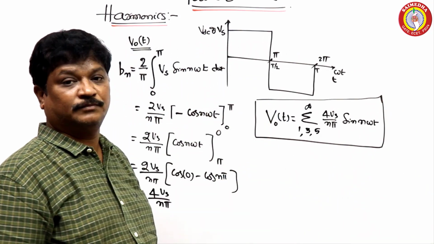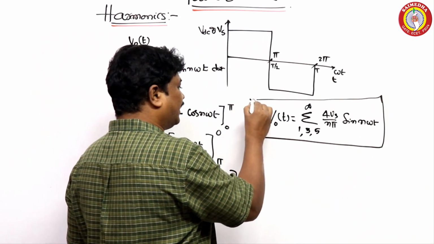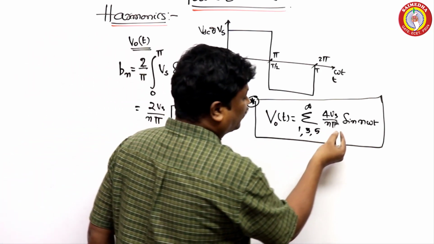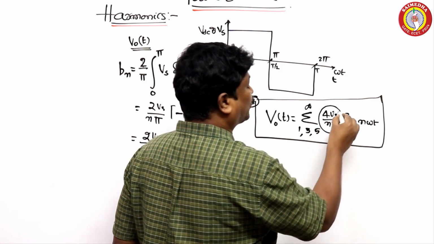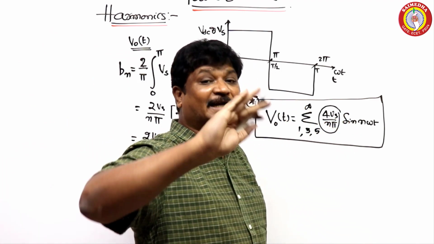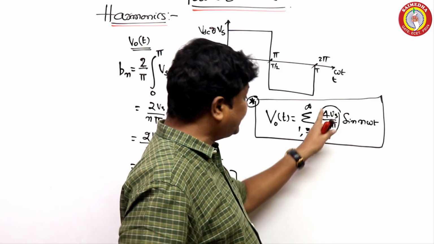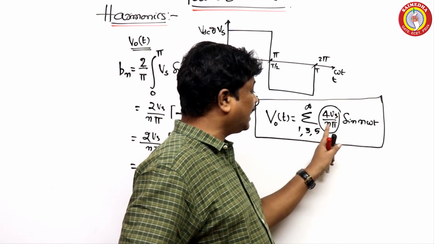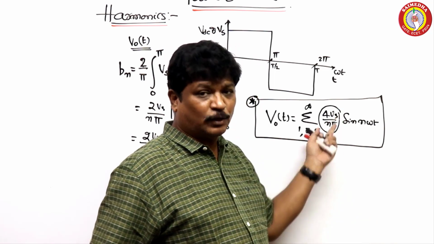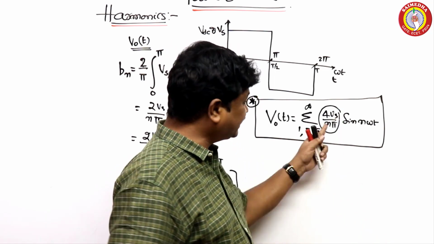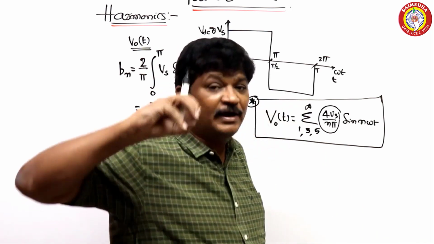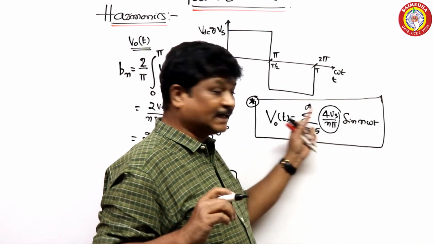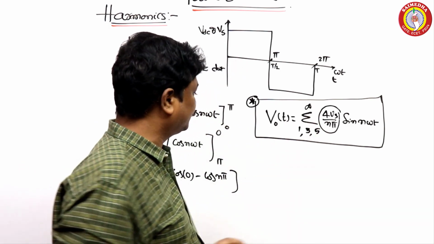For this waveform, it is very important. So many times we are using it. Sir, what is this 4 Vs by n pi? It is an amplitude, because it is in the form of Vm sin omega t. If you want the RMS value, what can we do? 4 Vs by n pi into 1 by root 2, by root 2 you can get the RMS value. This is a peak value. From this only we are calculating the power factors. We have to note down the RMS value of the maximum value.